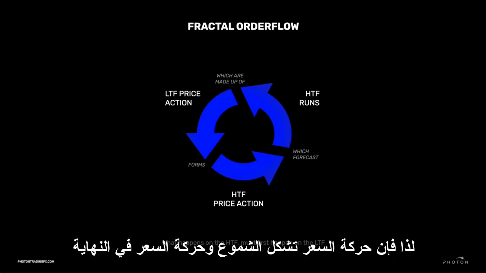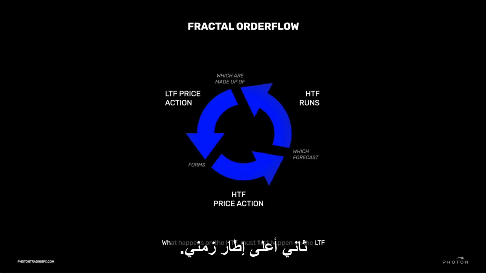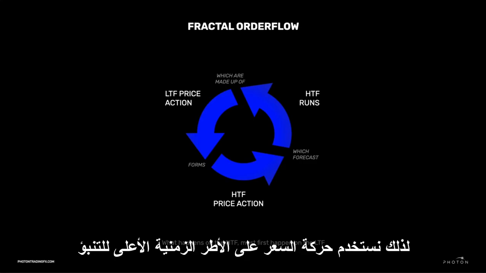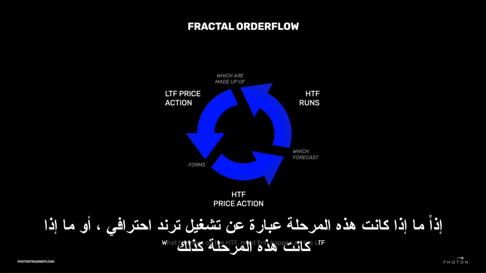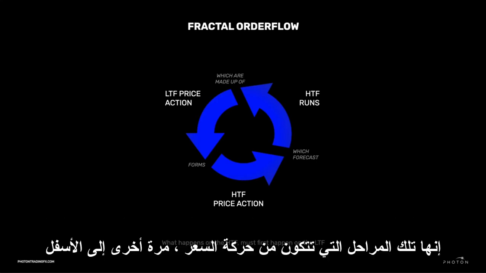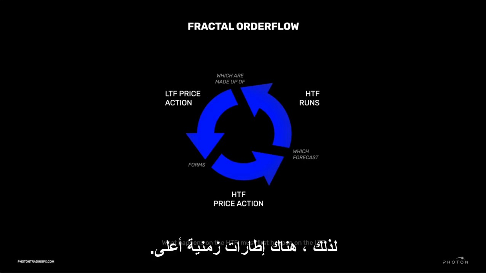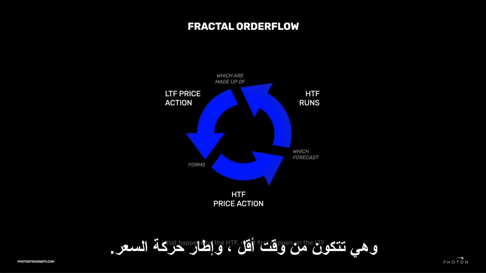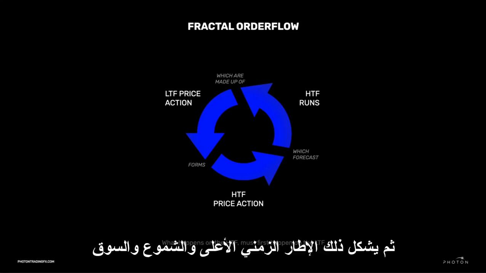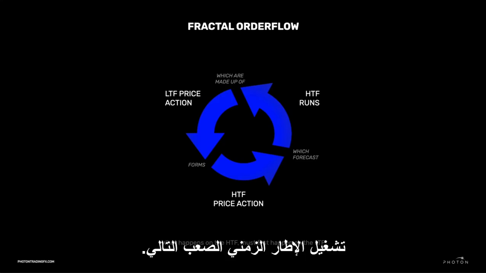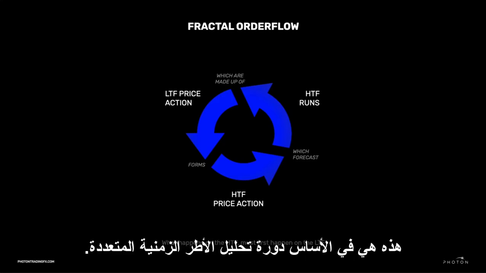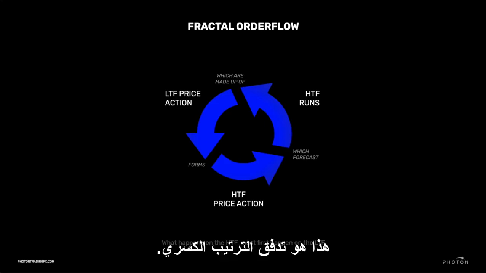So price action ultimately forms the candles and the price action on the next highest time frame. We use the price action on the higher time frames to predict the next phase of the market. Whether that phase is a pro-trend run or just a counter-trend pullback, those phases are made up of price action back on the lower time frames. So those higher time frame runs are made up of lower time frame price action, and that then forms the higher time frame candles and market structure, which we can then use in our analysis to help us forecast the next higher time frame run. That's essentially the cycle of multi-time frame analysis. That is the fractal order flow.